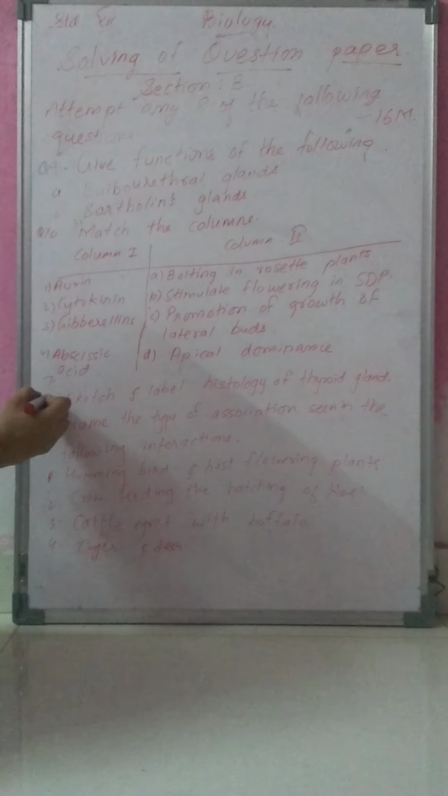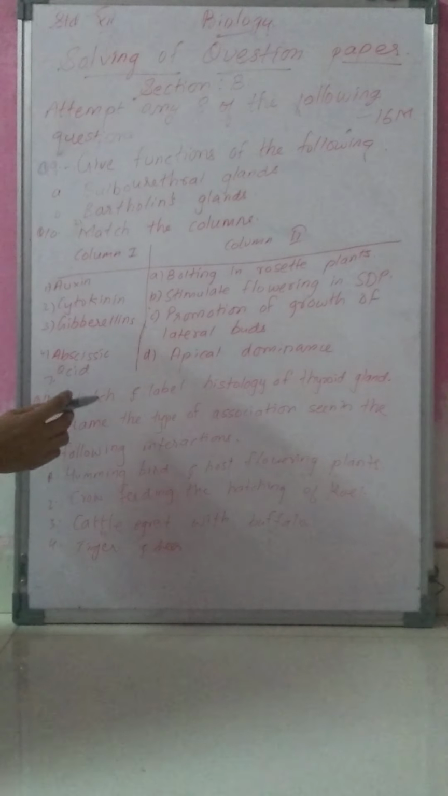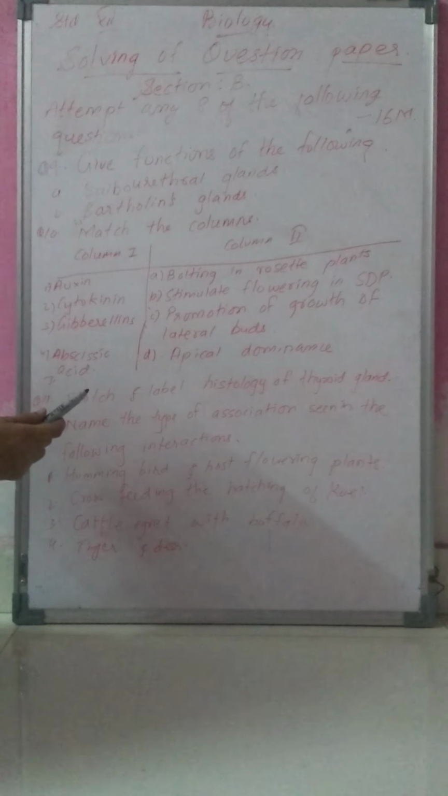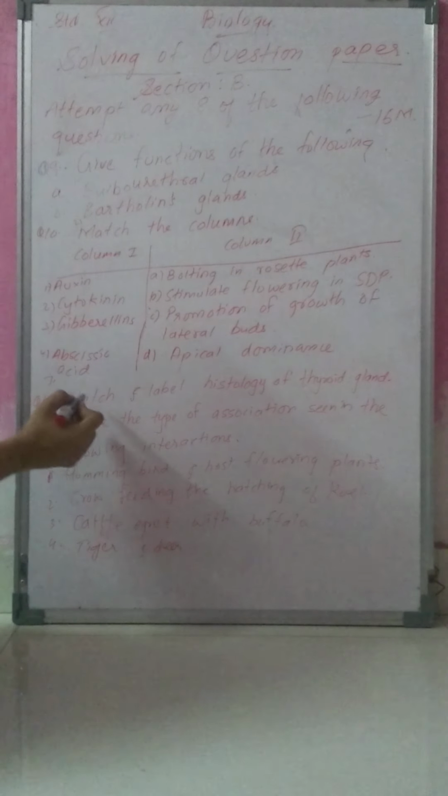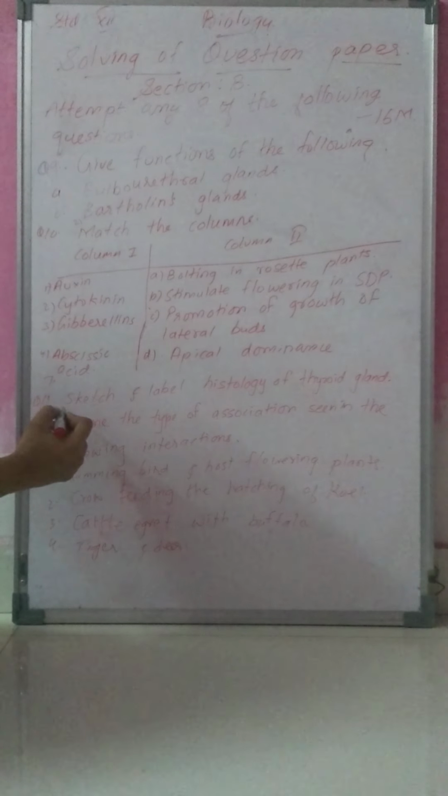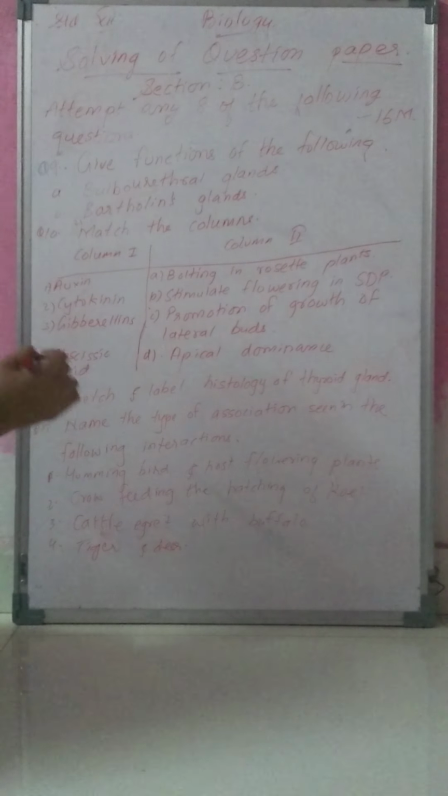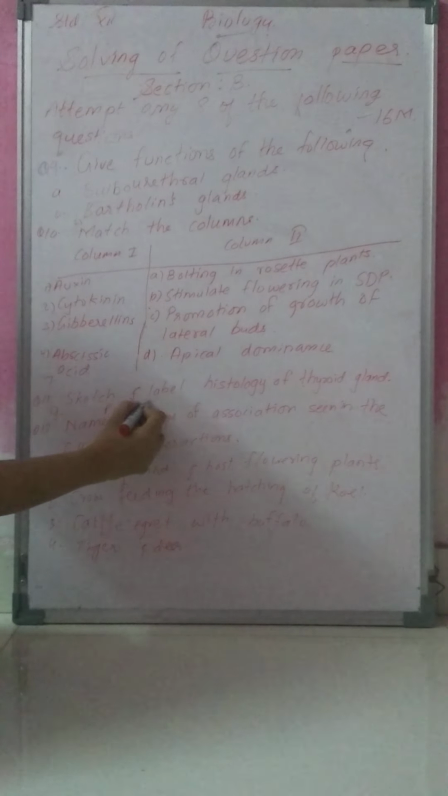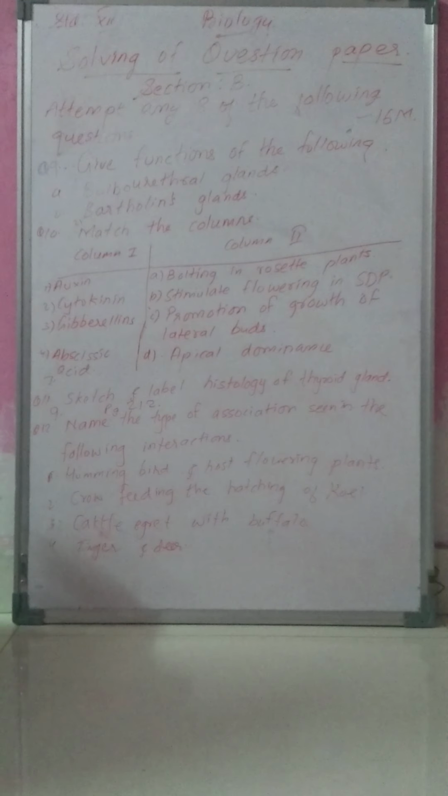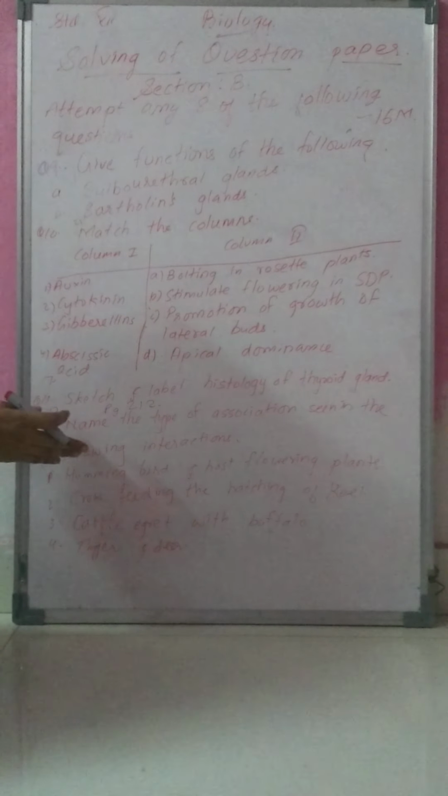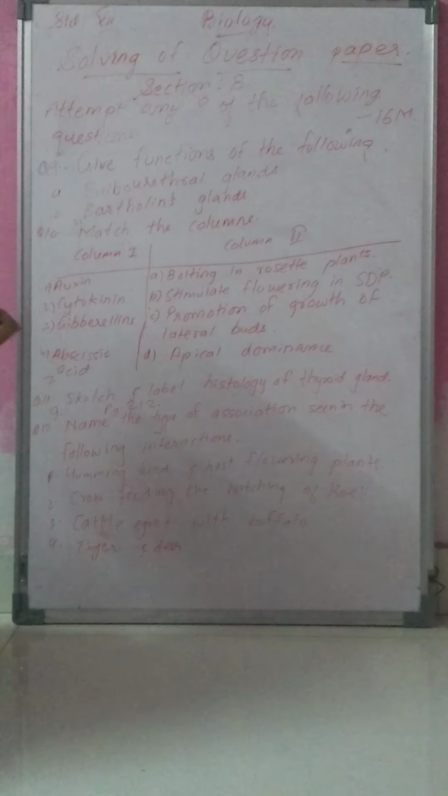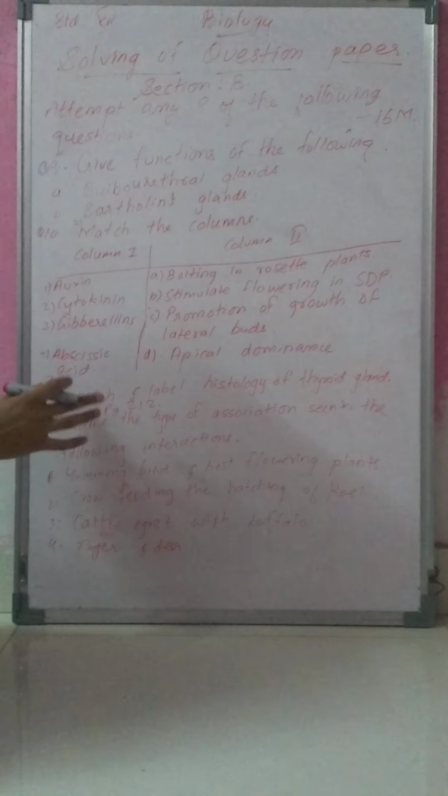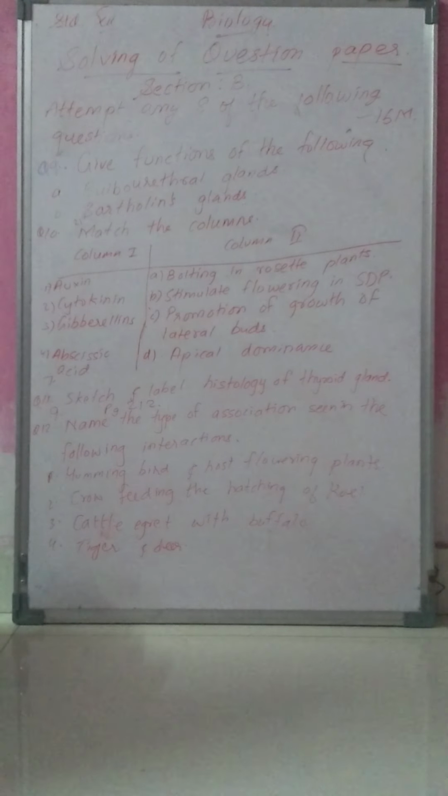The next question is question number 11. Sketch and label the histology of thyroid gland. This question you will find in chapter number 9. Chapter number 9 is control and coordination. Okay, you will find in page number 212 the direct answer for this question, as it is draw a labelled diagram. So you have to just draw a diagram and you have to label any 3 for this question. Okay, sketch and label histology of thyroid gland.